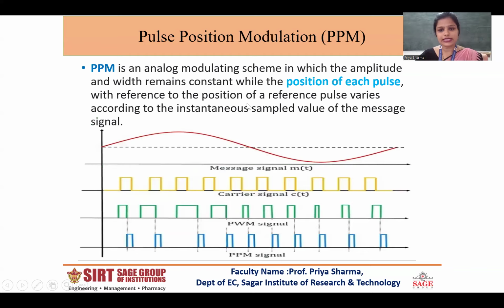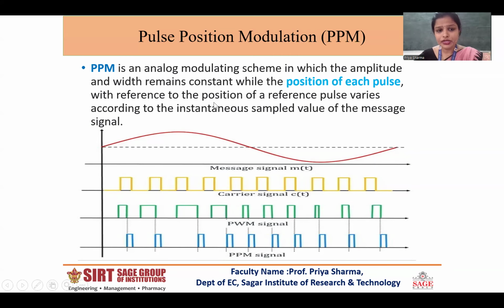Now coming to the last, that is pulse position modulation. When the position of a relatively higher frequency carrier signal comprising of discrete pulses is varied in accordance with the amplitude of the analog modulating signal, it is called pulse position modulation. In pulse position modulation, the position of the pulses is changed with respect to the reference pulse. The amplitude and the width of the pulse remain constant, unchanged, and do not carry any information. Pulse position modulation has better noise immunity and allows use of amplitude limiters.